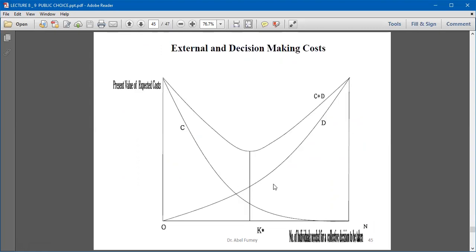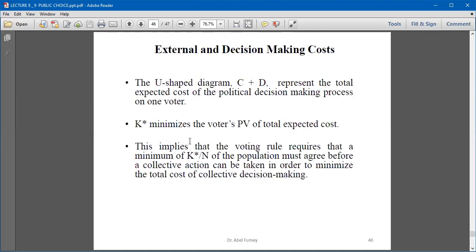Now, when we combine the two, this is the external cost and this is the decision-making cost. When we combine the two, this point here gives us the K star. And what do we use the K star for? The K star will minimize the individual voter's present value of the total expected cost. So if you are able to get K star people to engage in the decision-making process, then that will minimize the person's present value of the total expected cost.